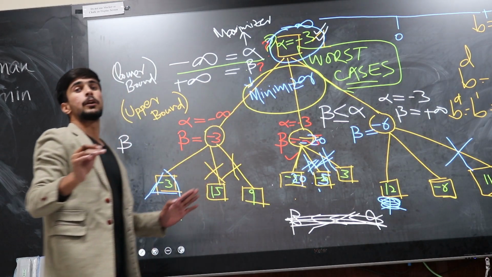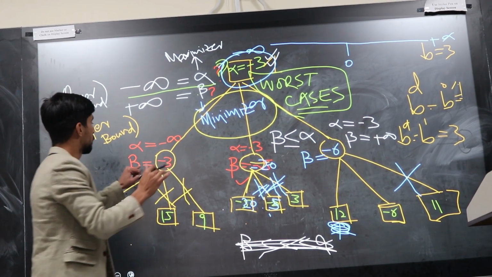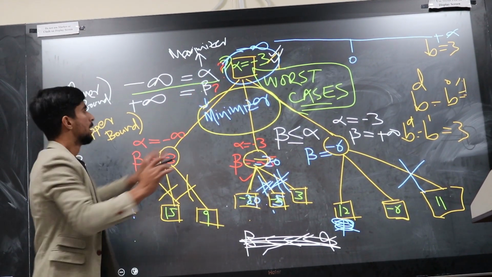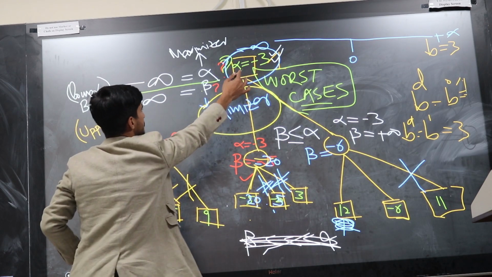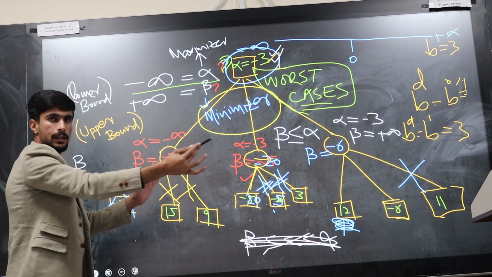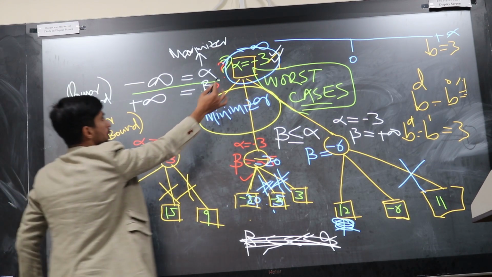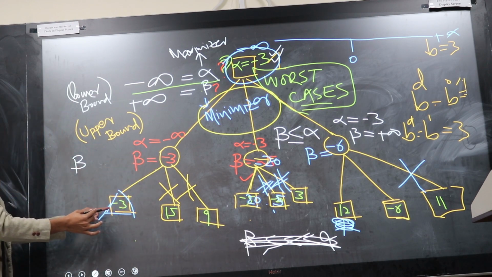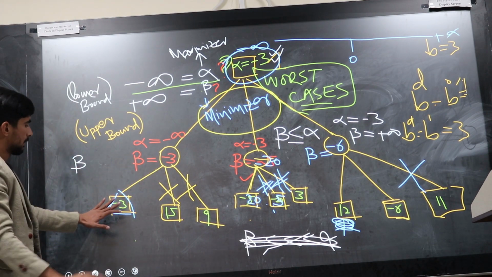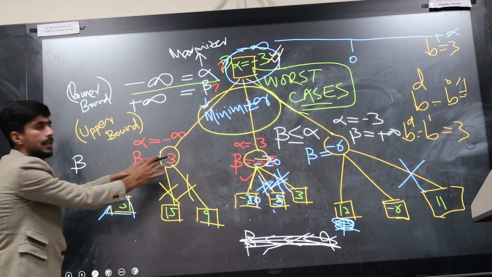Now we have to check and then update the value. We have to check for both beta and alpha. In the first step, we have nothing, it's empty. So we have to check the leftmost branch first. We come there, and from there we come here. It's -3. Now we have -3, so we will update beta with -3.